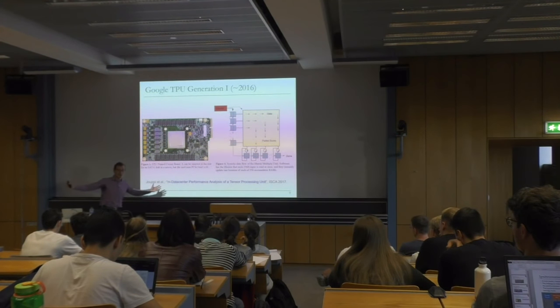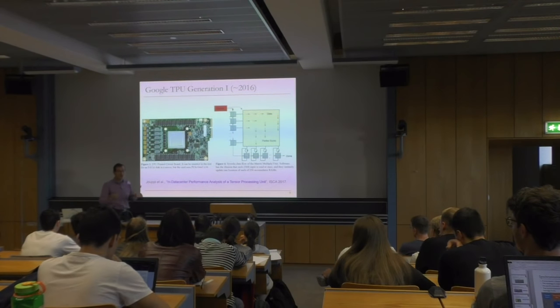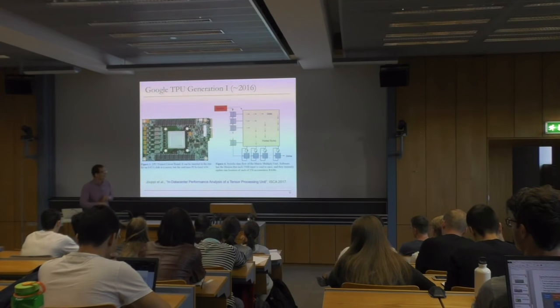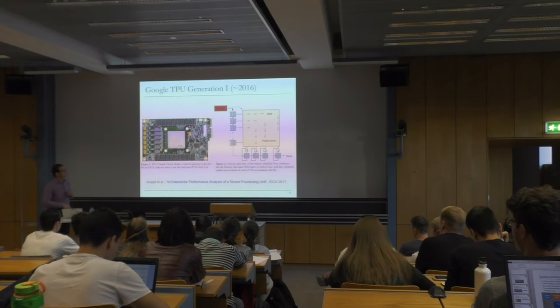And they had a huge amount of computation in their data centers, and they were able to build this chip. And I believe it's an example of success, because it's actually employed, as far as I know, in all of Google data centers to accelerate machine learning tasks. And this is the first generation. If you're interested, you can read this paper.